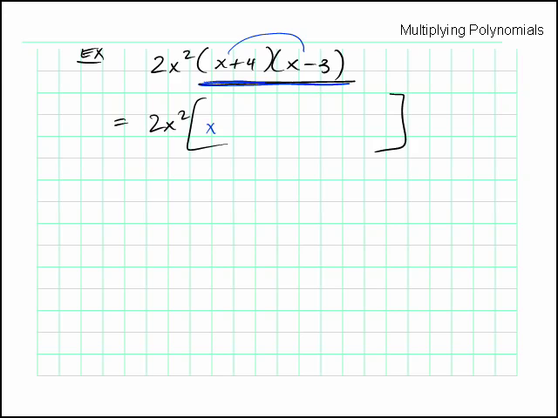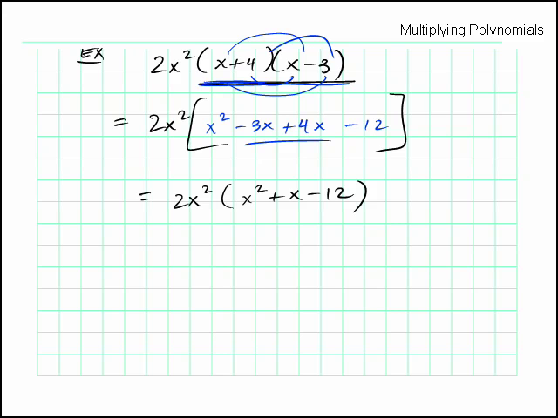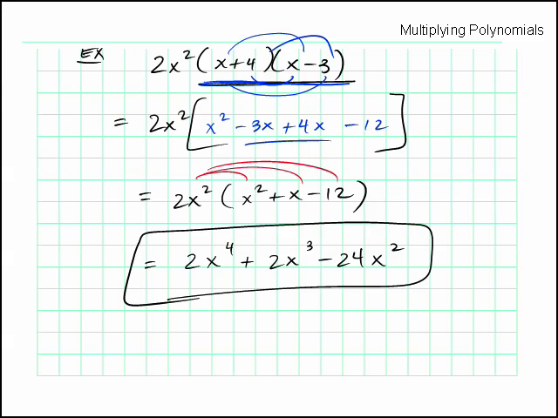That's x squared minus 3x plus 4x minus 12. If you combine those like terms in there, we have worked this problem down to 2x squared times x squared plus x minus 12, like that. Now it's just a distributive problem. If I distribute in this 2x squared, I end up with 2x to the fourth plus 2x cubed, and then minus 24x squared. And there's my result.